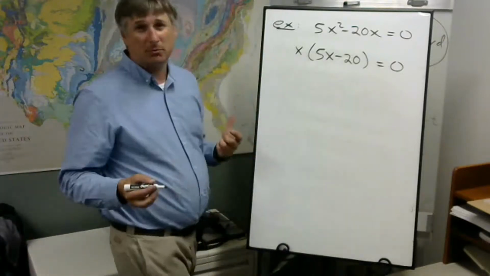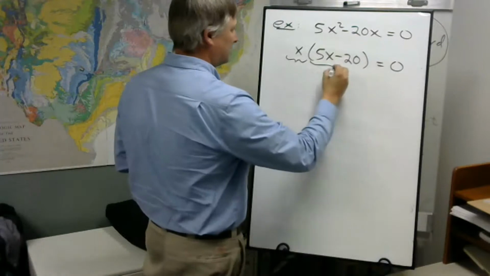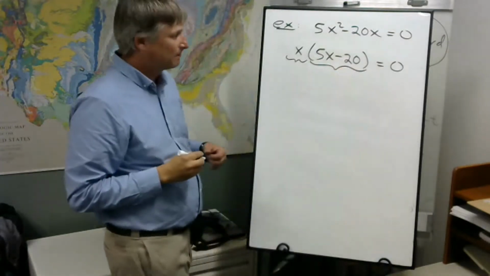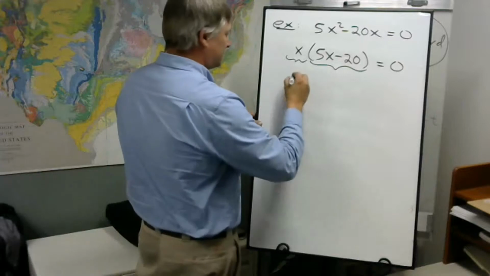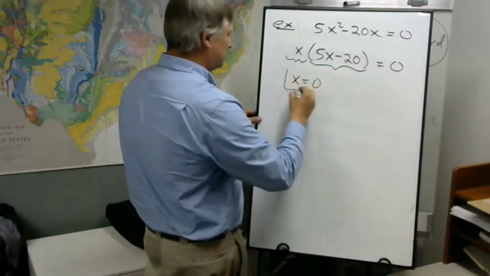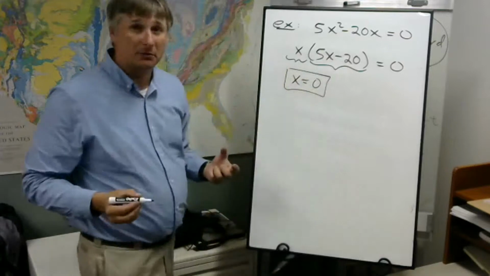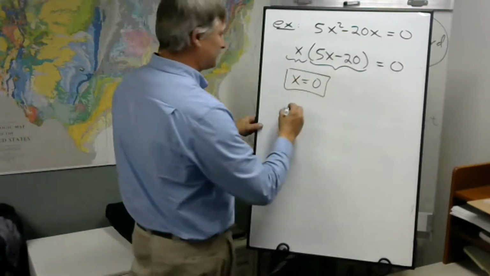So we can use the zero product principle, this, and with that. So first part, pretty easy. Set this equal to 0. X is 0. So that's one of our answers. Now we set this equal to 0.